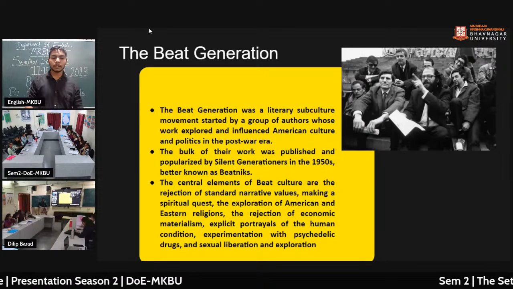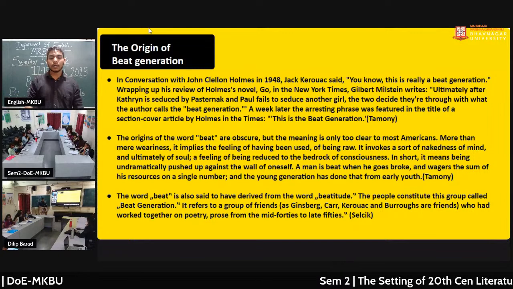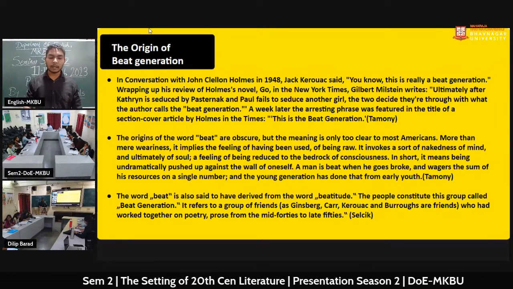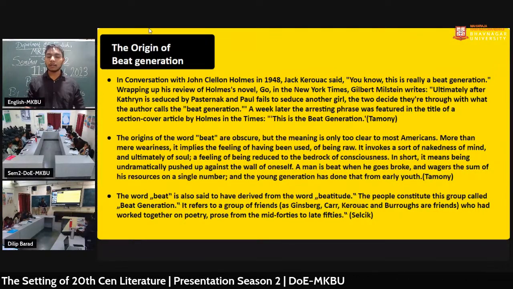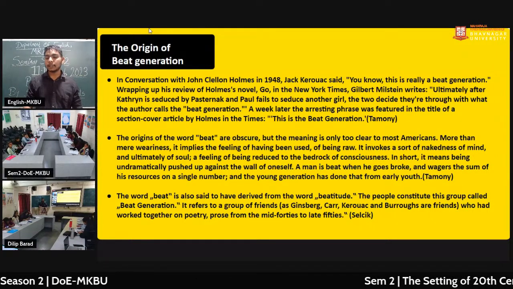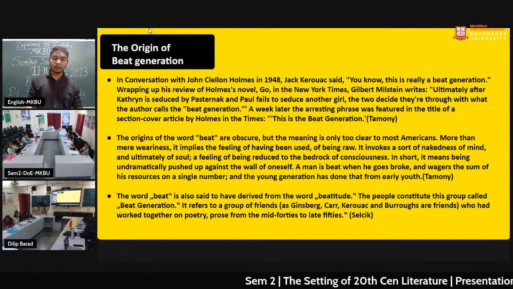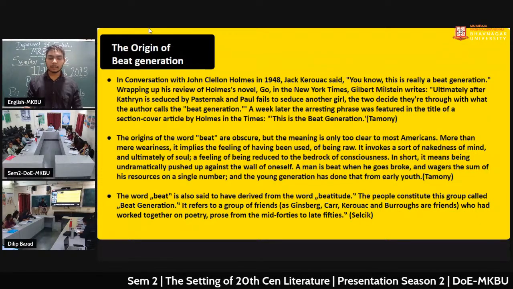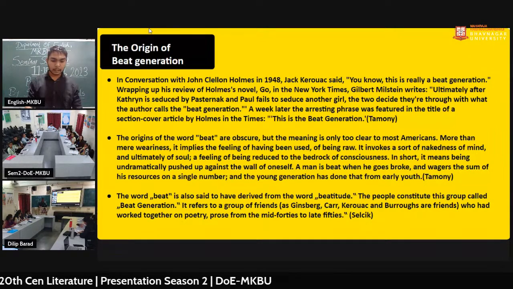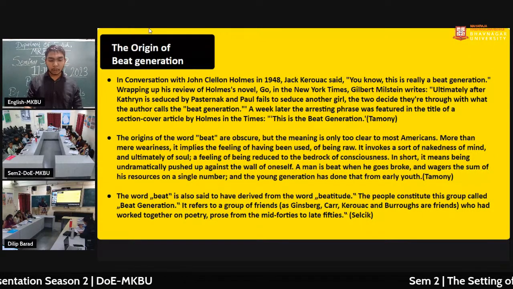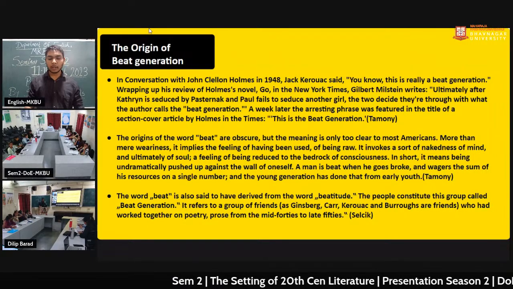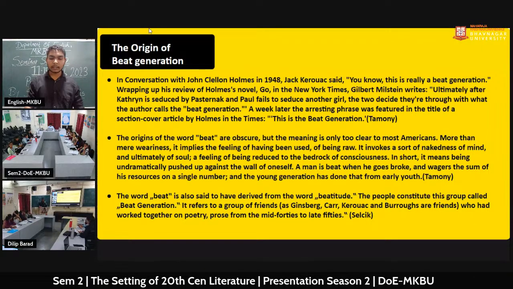The origin of the Beat Generation. In 1948, John Clellon Holmes, in an interview about his novel Go, said about his characters that this is really a beat generation, and from there the beat culture started to be recognized as the Beat Generation. Then the interviewer wrote this Beat Generation in his article.